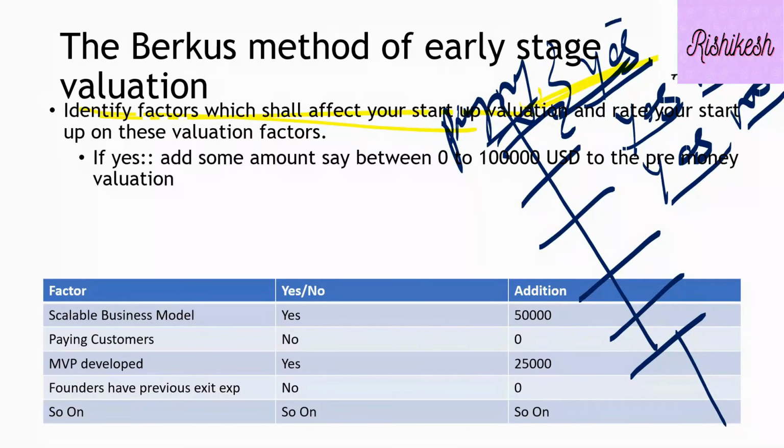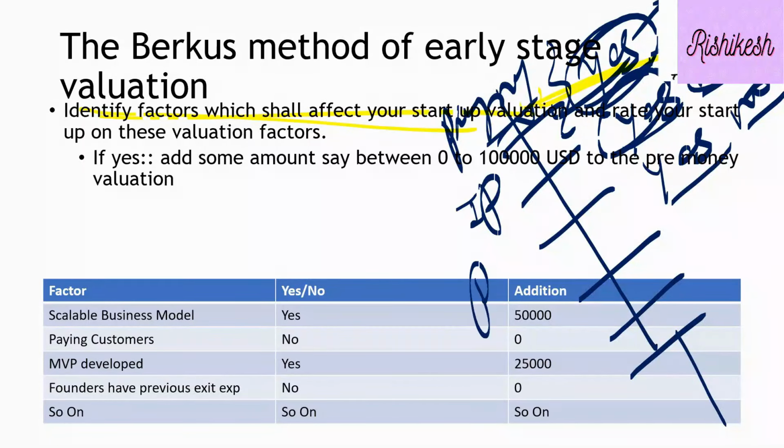So you can write whether you have it or you don't have it. An intellectual property, maybe a patented technology, whether you have it or not. Similarly, a number of factors: whether the product has been developed and an MVP is ready, whether yes or whether no. This is what you have to find out.